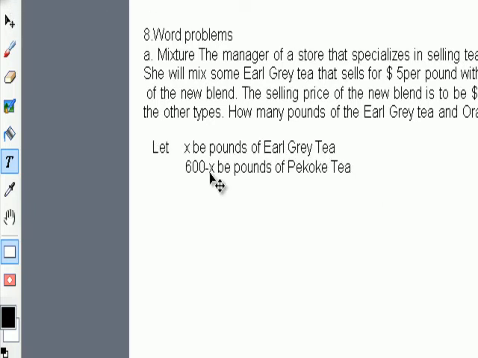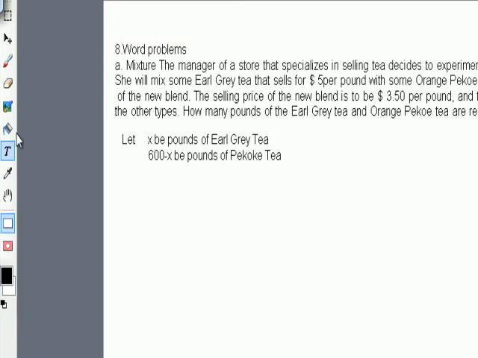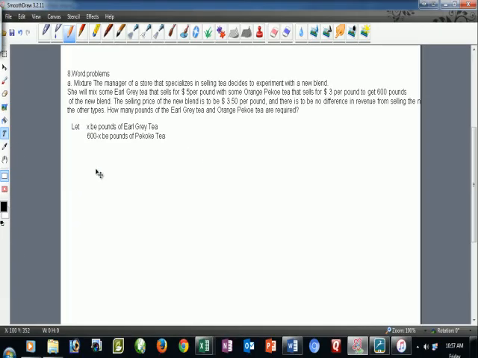Notice what I did. I said let X be pounds of Earl Grey tea, and then 600 minus X be pounds of pekoe tea, because we know we have to have 600 total. So if I have X pounds of Earl Grey, 600 minus X have to be left. For instance, if you had 200 pounds of Earl Grey, you have to have 400 of pekoe tea left. I chose X to be Earl Grey because it's the more expensive one. Now you're ready to set up your equation.